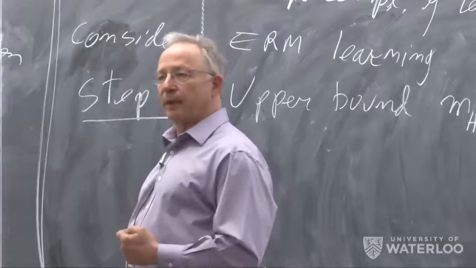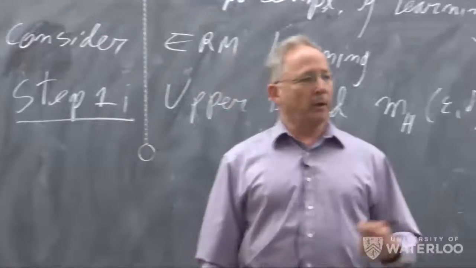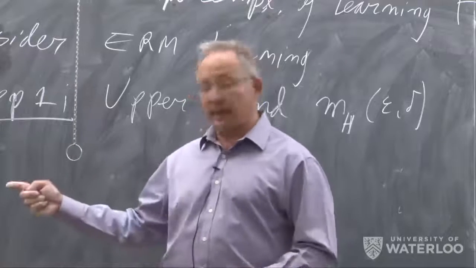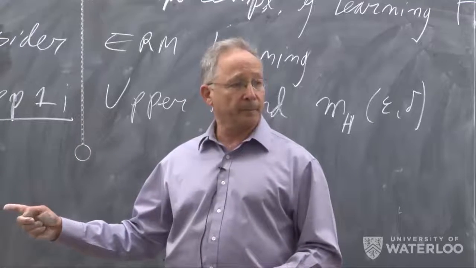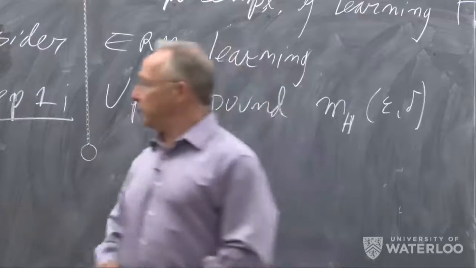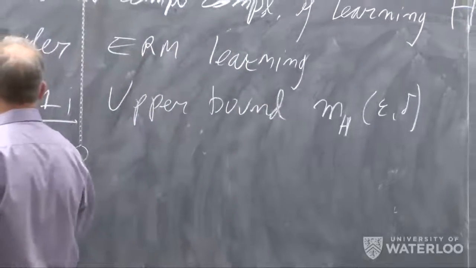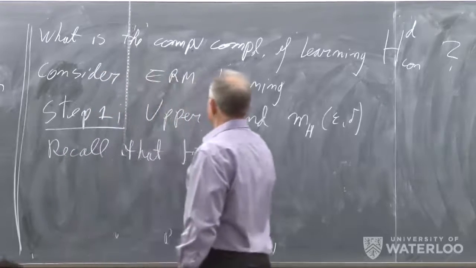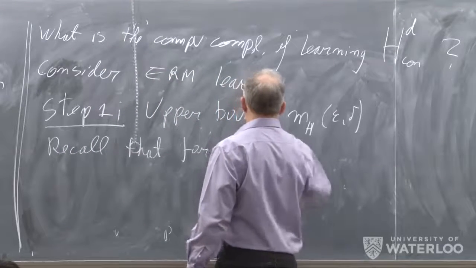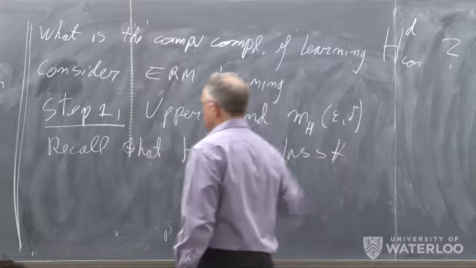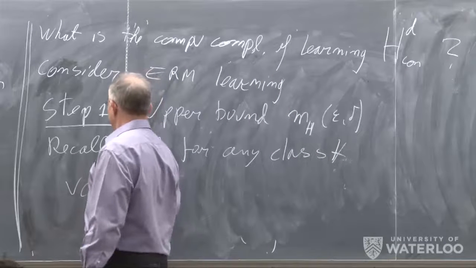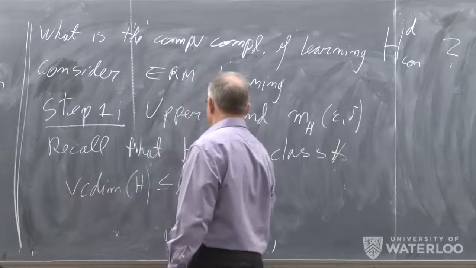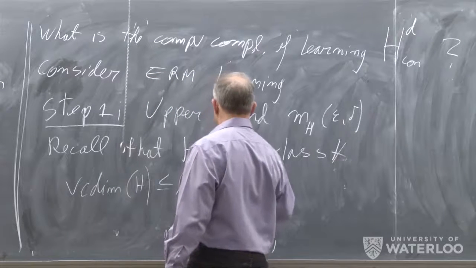As a rough upper bound of the VC dimension, we can always take log of the size of the class, because my class here is going to be finite. So recall that for any class H, the VC dimension of H is at most log of the size of H.